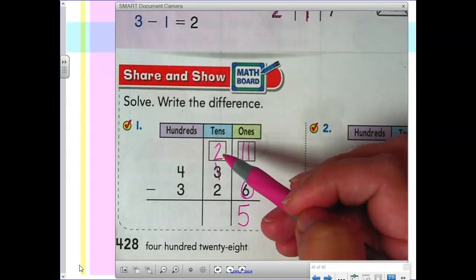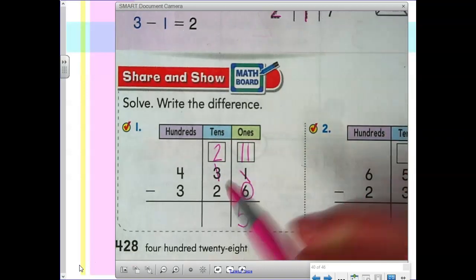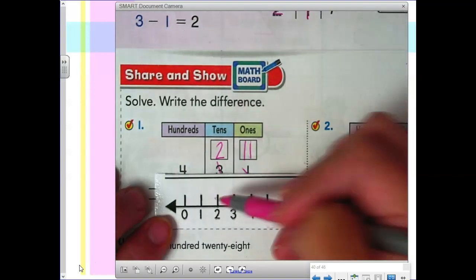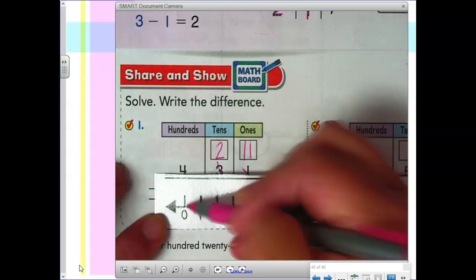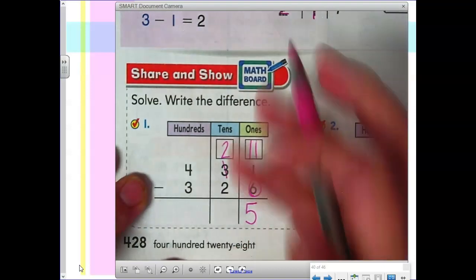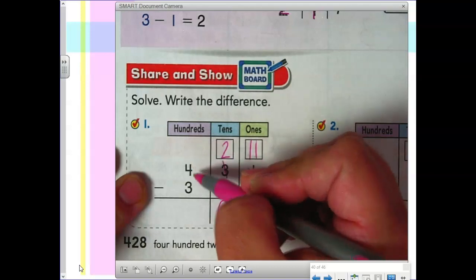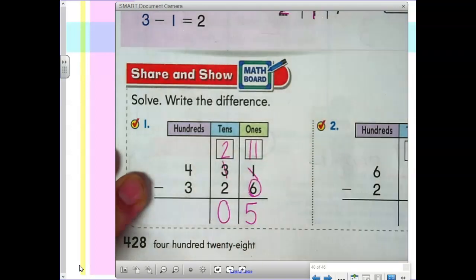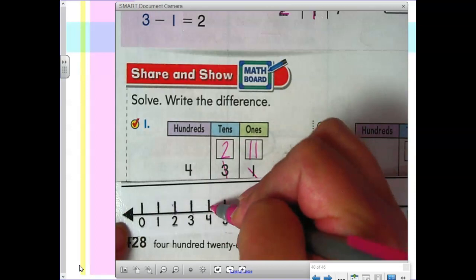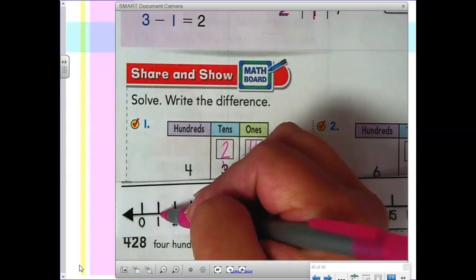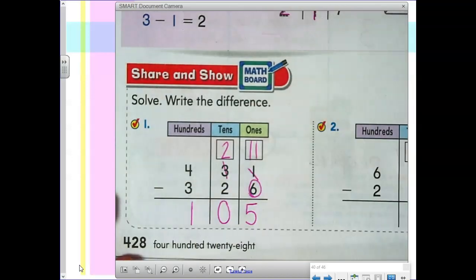Now I move to my tens place. I have 2 minus 2. If I start on 2 and I hop back 2, 1, 2, what's my answer? 0. Now I have to go to my hundreds place. 4 minus 3. Start at 4, count back 3. 1, 2, 3. My answer is 1. 105.